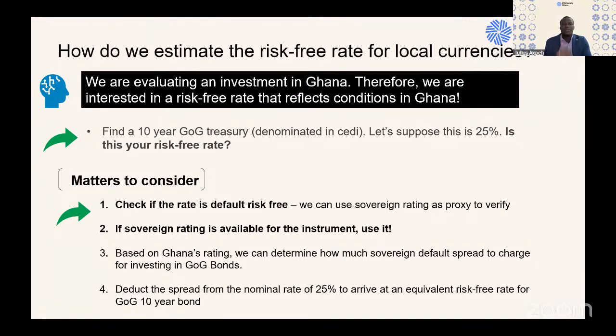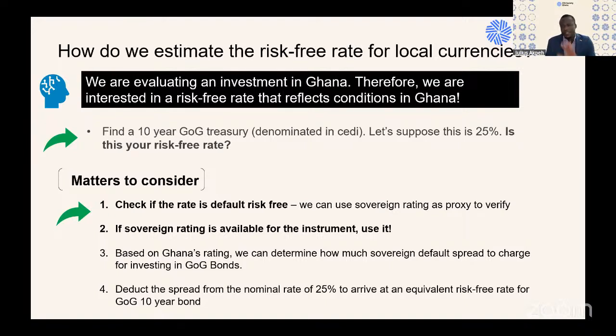And how can you check? You can use a sovereign rating. If a sovereign rating is available for the instrument, you use it, unless a sovereign rating is not available; in other words, Moody's, S&P, and Fitch are not following that country, they are not rating that country. Based on Ghana's rating, we can determine how much sovereign default spread to charge for investing in government of Ghana bonds. Now, let me go back to the 25%.